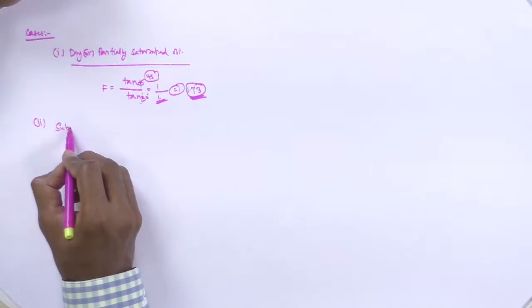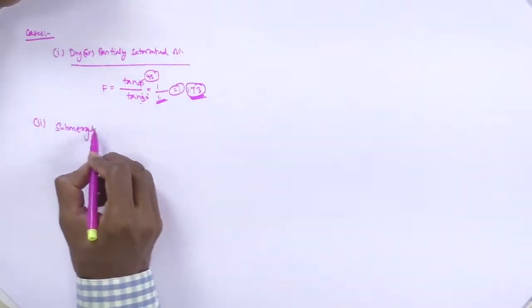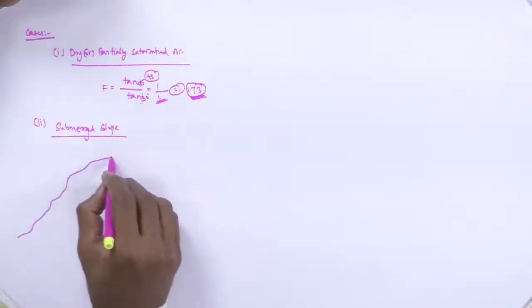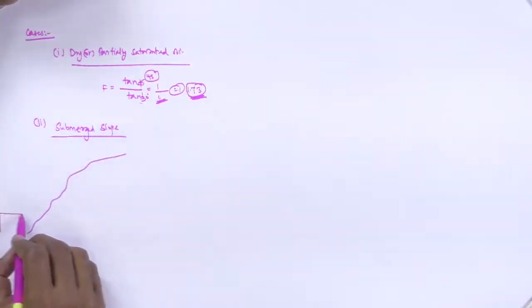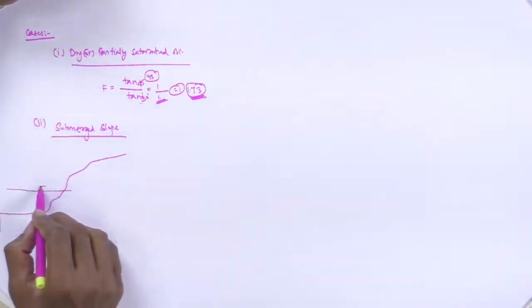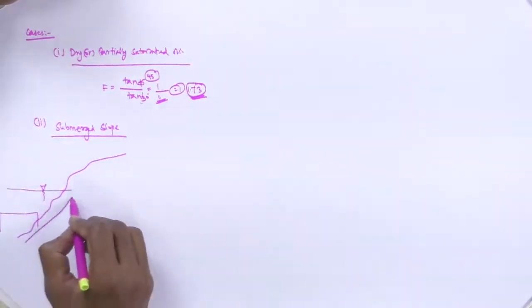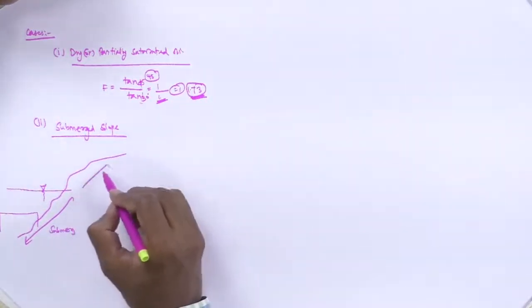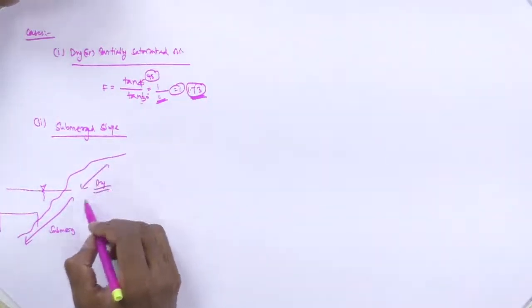So we have some different conditions. Submerged slope we see. What is a submerged slope? This is a slope. When we are constructing a dam or whatever it may be, the water level is increased like this. This is the present water table. So this stretch of slope is nothing but the submerged slope, and this part is going to be the dry slope.